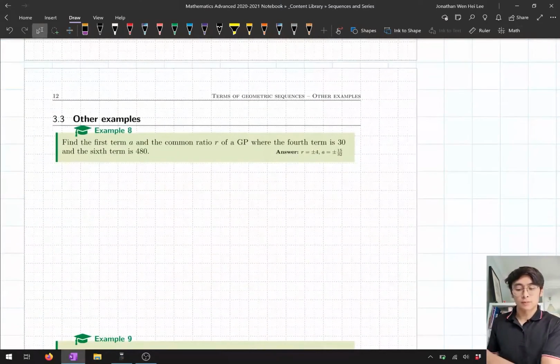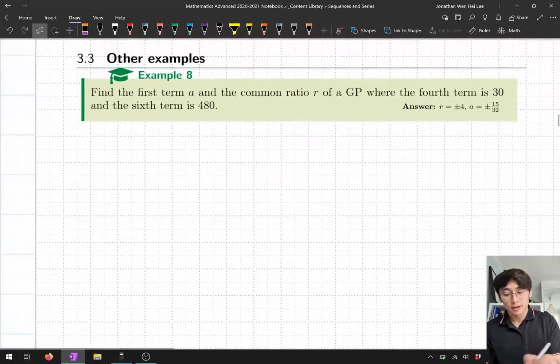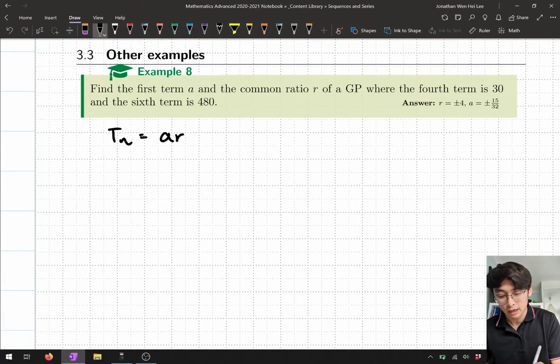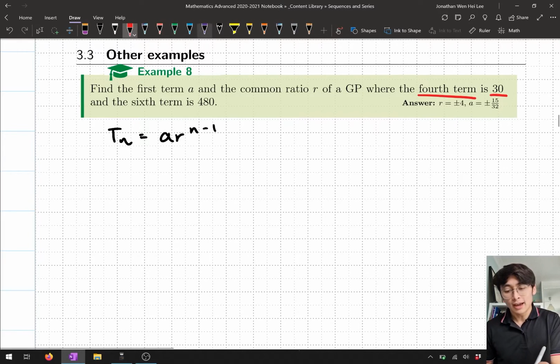So let's have a look at this one. Find the first term a and the common ratio r of a GP where the fourth term is 30 and the sixth term is 480. Now we did a similar question to this, but with arithmetic progressions. So here what we need to use is the fact that the nth term in our geometric progression is ar to the n minus 1. Because here we are given the fourth term, which is 30, and the sixth term, which is 480.